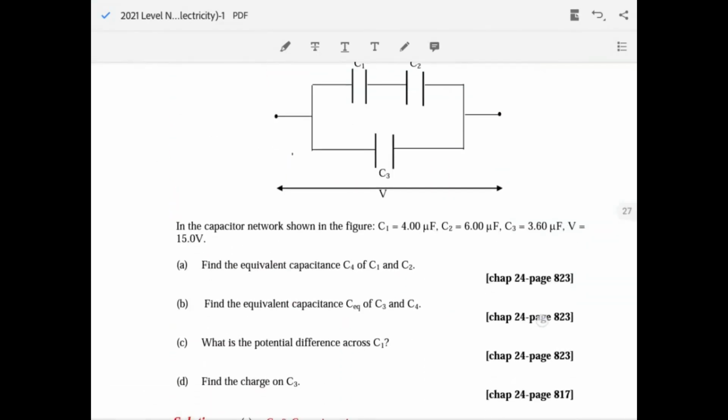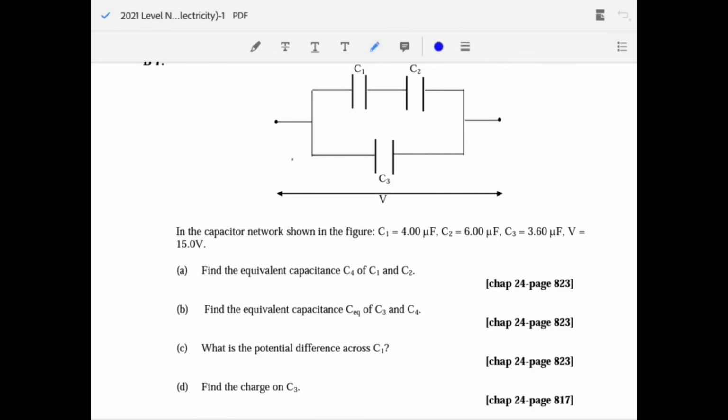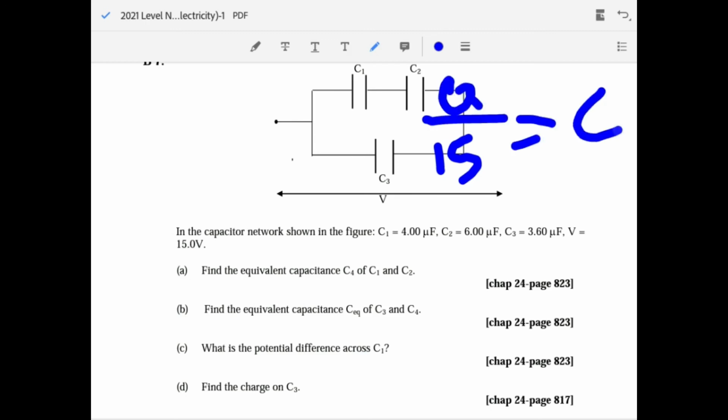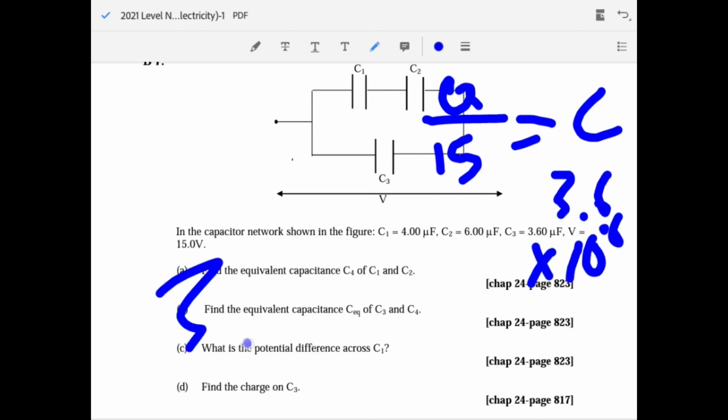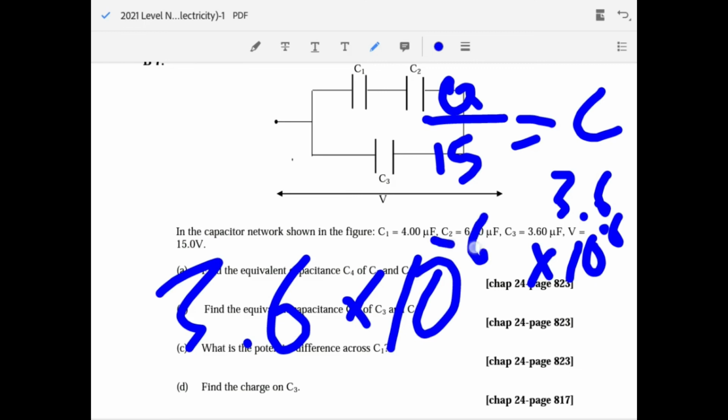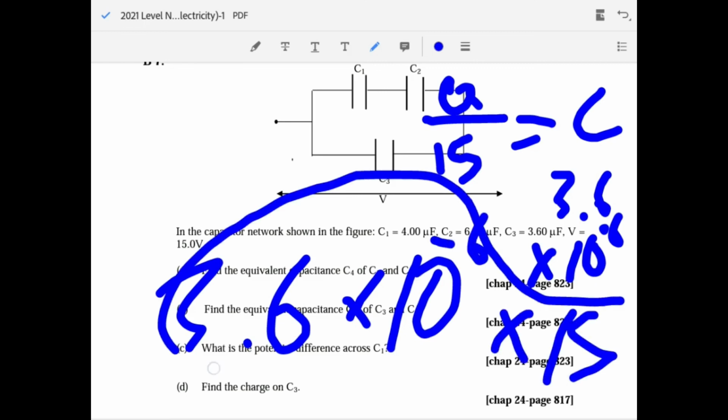Find the charge on C3. You know its voltage is 15, it goes parallel. So charge is Q over V equals C. C is 3.6 times 10 power minus 6. So 3.6 times 10 power minus 6 times 15, you get the answer.